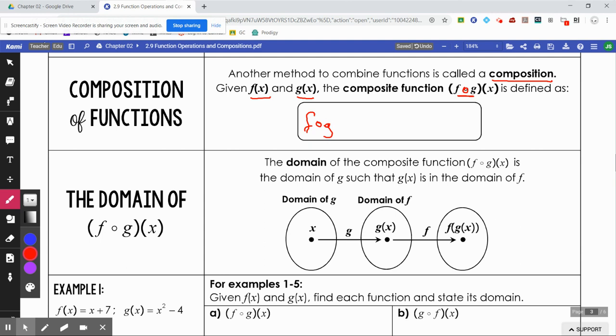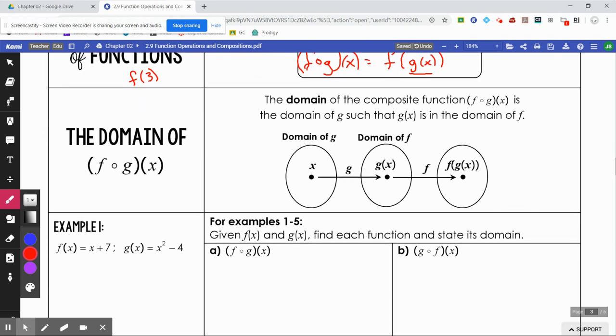f of g of x, and you don't have to put the of x, simply means f of g of x. The same thing when we find f of 3, that means to take and plug in 3. Well, how do you find f of g? You plug in g. We're going to be plugging a function into a function.